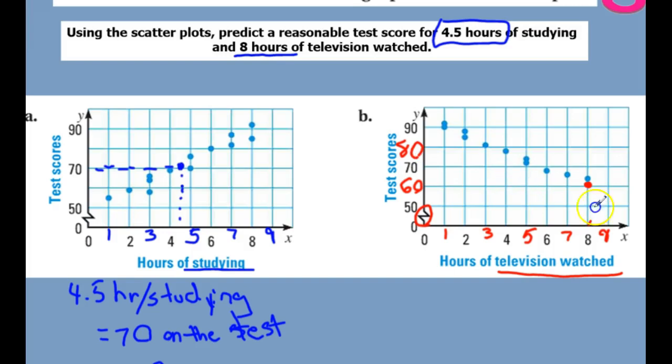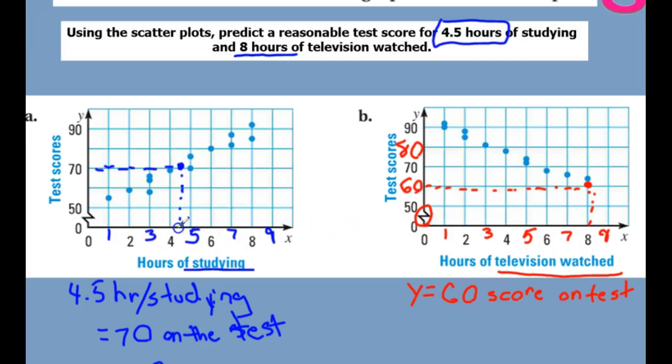So in 8 hours of television watched, we're going to be at about 60 for our test score. So we're going to get about 60. So y equals 60. You could say 60 score on test. Just as long as you know at 8, we would get about a 60 on our test.